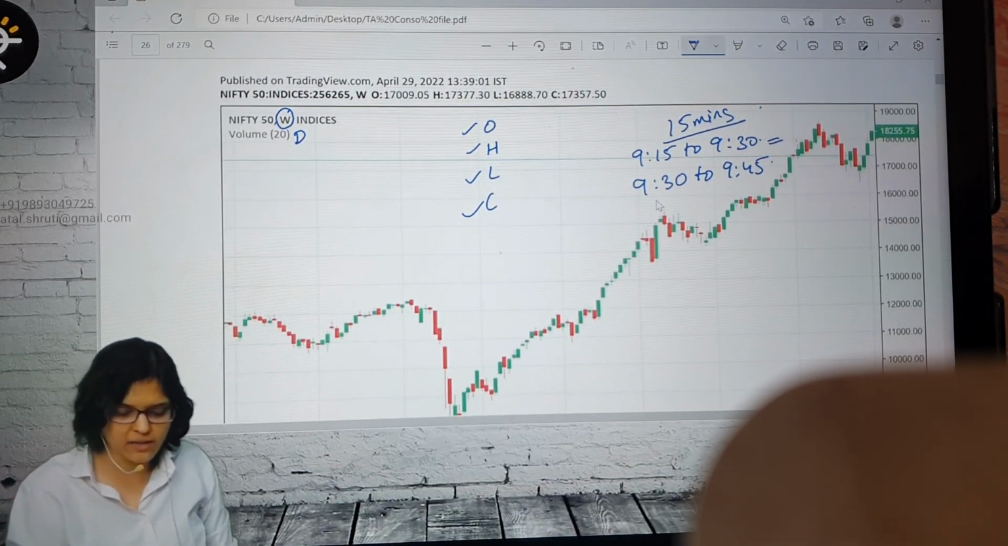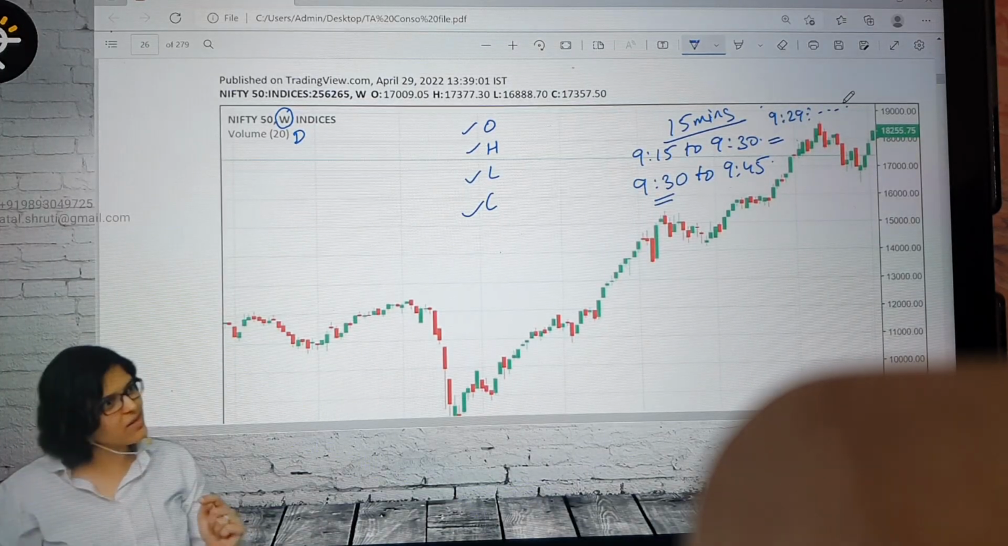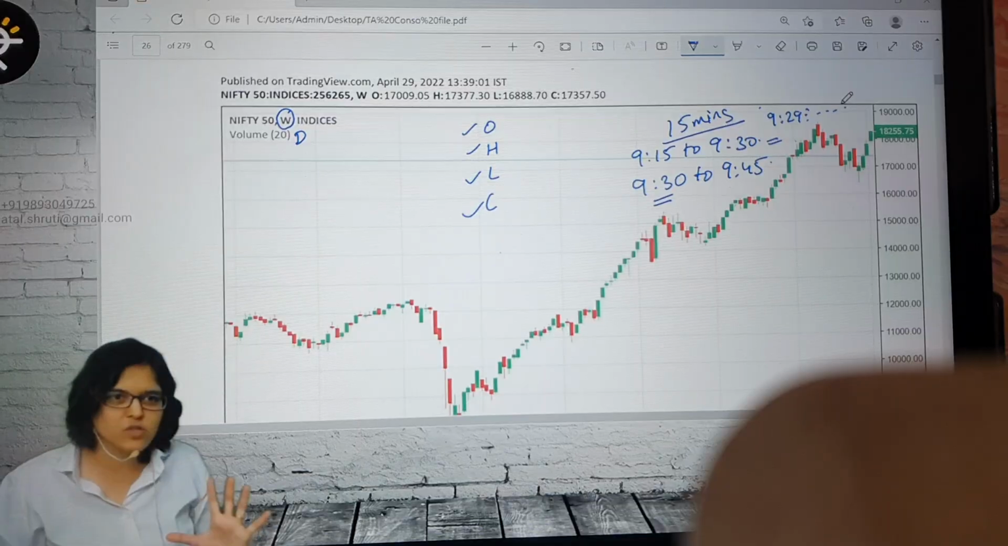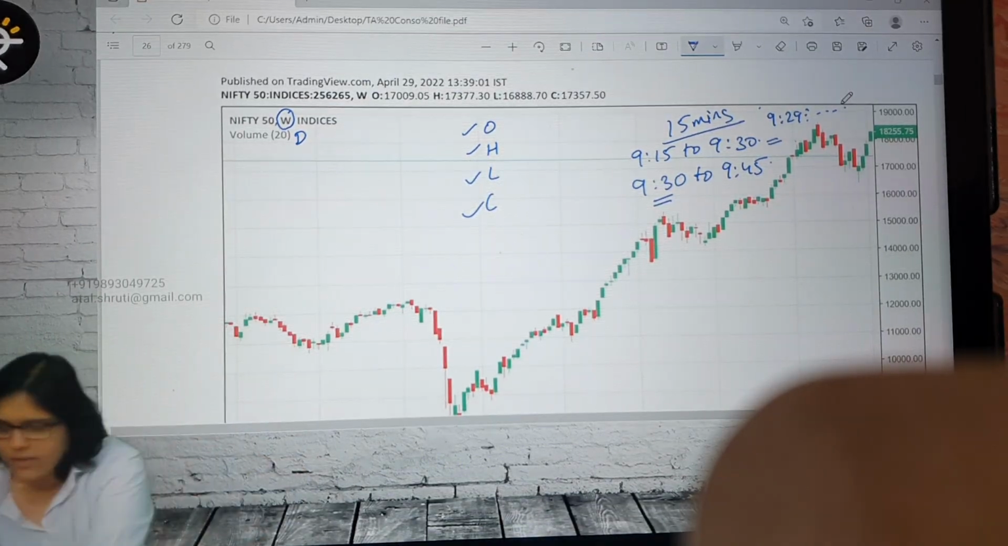Now wait. Will 9:30 close and 9:30 open be the same? No, because this is 9:29 point something. That will be different. 9:30 will be sharp 9:30. That will be different. Is this also understood? Yes, so there will be some gaps. I'm going to show this on the chart as well so that you can visualize it properly.